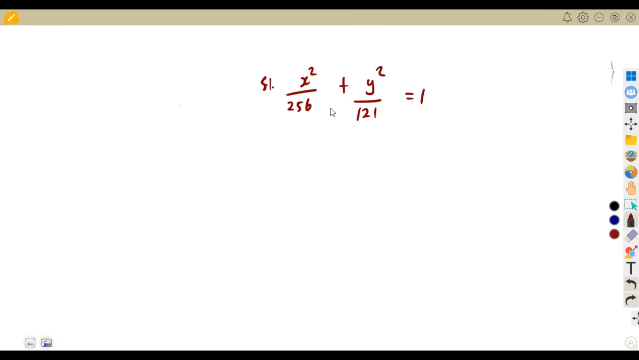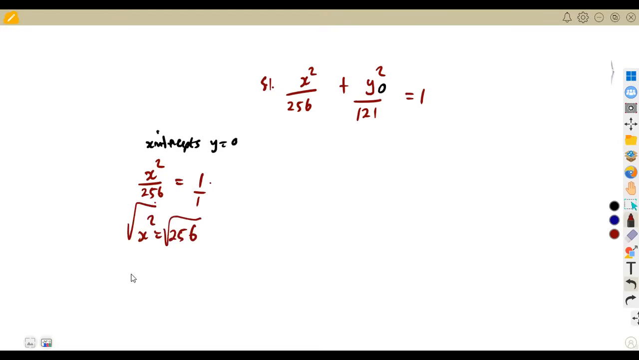But do not worry about that. Just calculate your x values and your y values. So you're going to just need your x intercepts in this case, where y is equal to 0. So if y is equal to 0, guys, you can see that this one is going to give us a 0. So it means we are going to be left with x squared over 256, which is equal to 1 over 1. This is 1, which is same as 1 over 1. So you can cross multiply. X squared is equal to 256 times 1, which is 256. Determine the values of x by introducing the square root. You're going to have the square root of 256, which is going to be plus or minus 16.